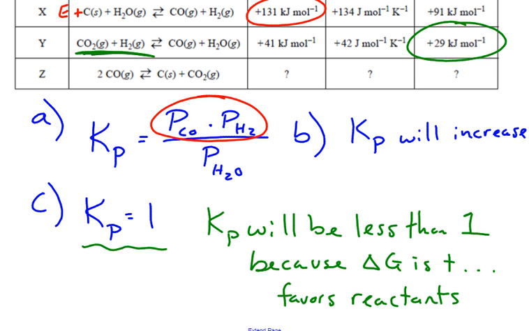So if change in G was 0, would that mean Kp equals 1? Yes. Because we're not going anywhere. Is that the only time? Yes.